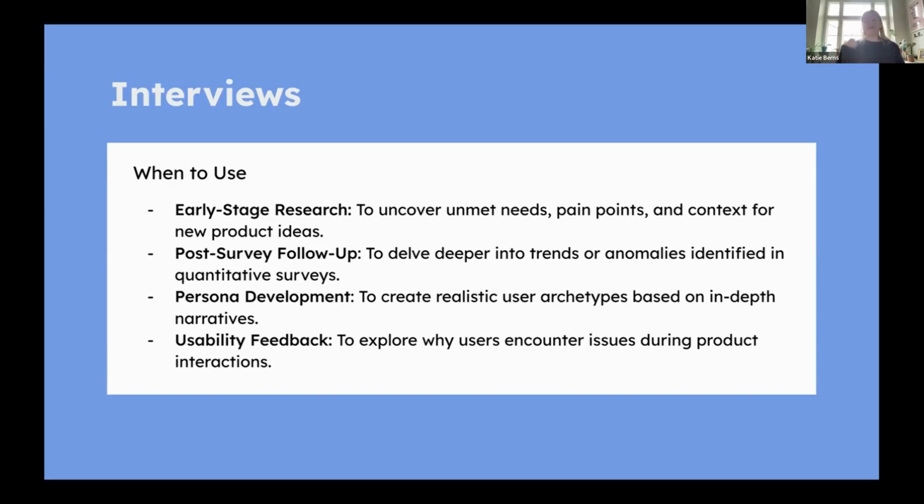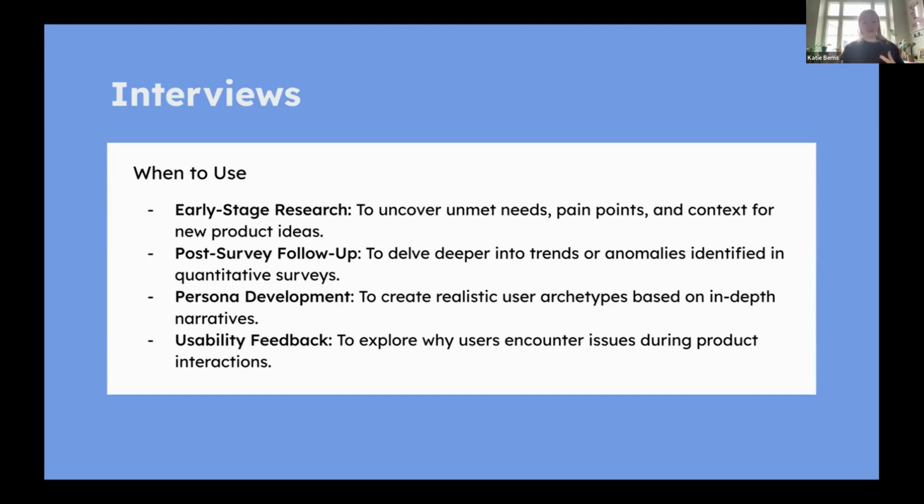So this can be in the beginning, or instead really understanding the needs and behaviors of your new user groups. We also can use them as post-survey follow-up. When you've done a really valuable survey, you can get a lot of interesting insights, and you might want to conduct an interview study to delve deeper into the trends and anomalies you've identified in these quantitative surveys. So surveys are really useful in this process as well.